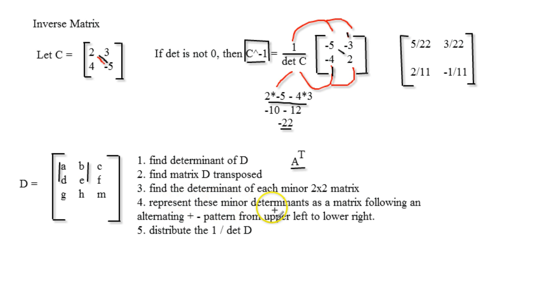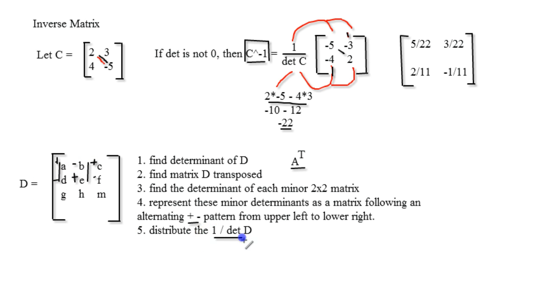Then you would represent these minor determinants as a matrix following an alternating plus minus pattern. So this would be plus right here, this would be minus, this would be plus, this would be minus, this would be plus, and this would be minus. I understand that I'm not really making the best signs for it, but here we go. And then you would just continue that on the way down.